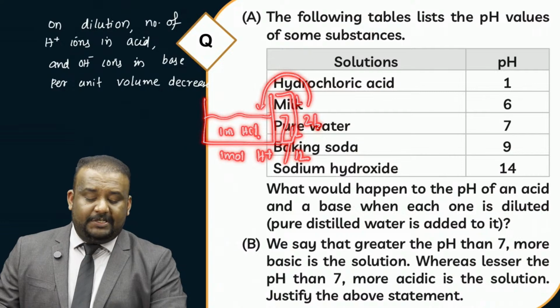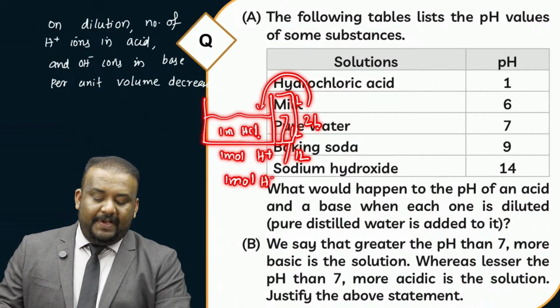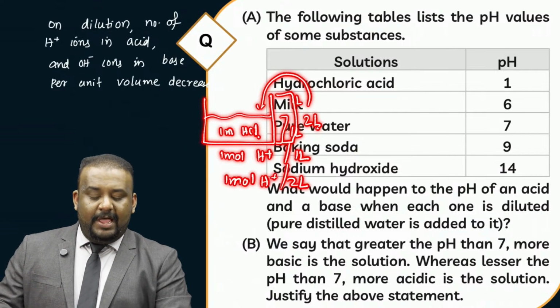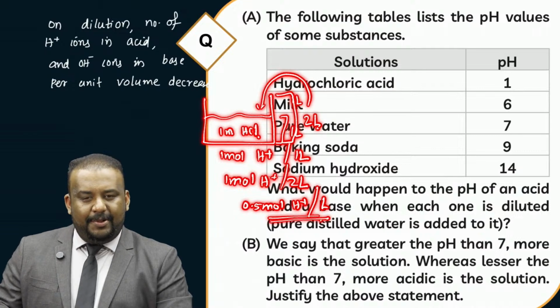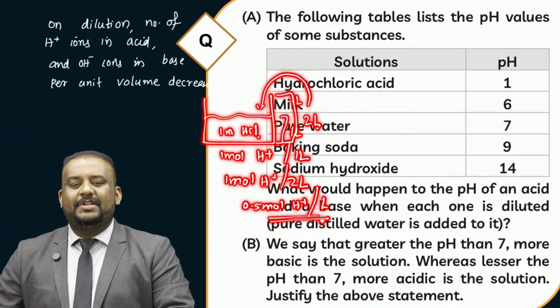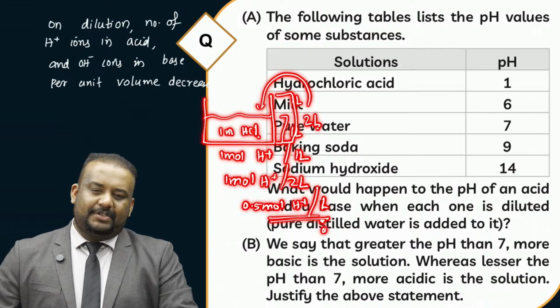But still the number of H plus is the same, right? 1 mole of H plus is there in 2 liters now. Effectively, I have only 0.5 mole of H plus per every liter. Did you understand the math? This is how the dilution affects the H plus ion concentration.